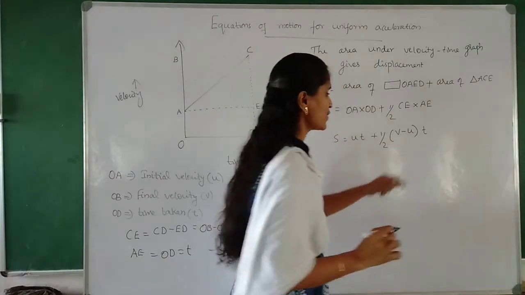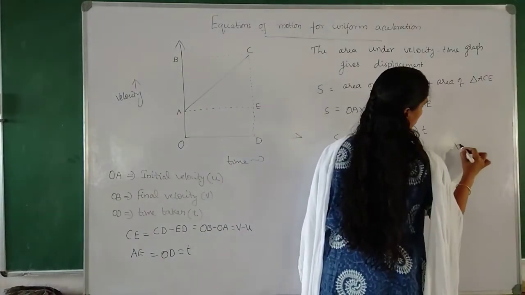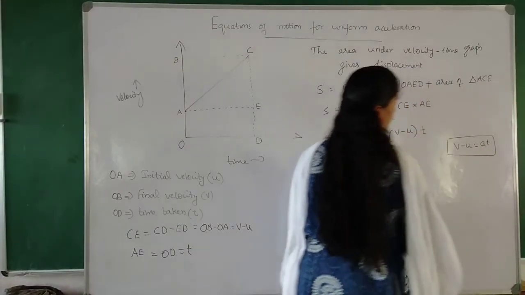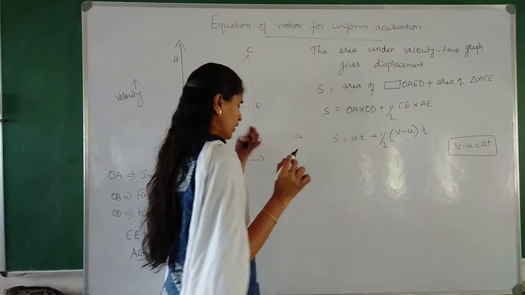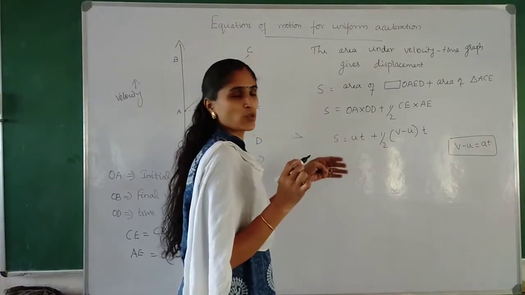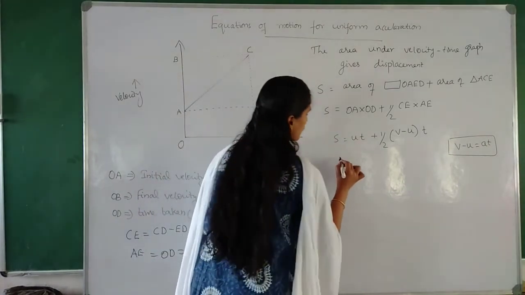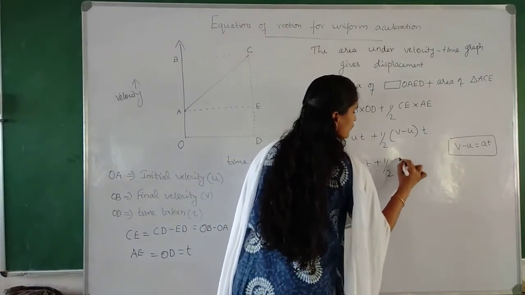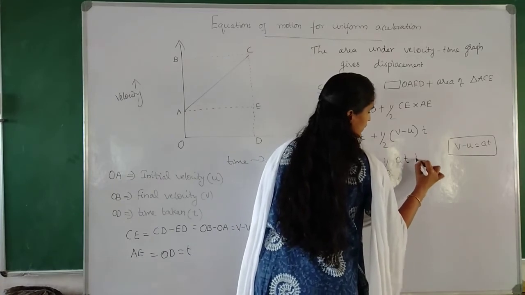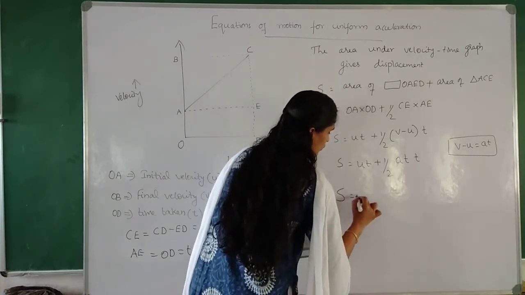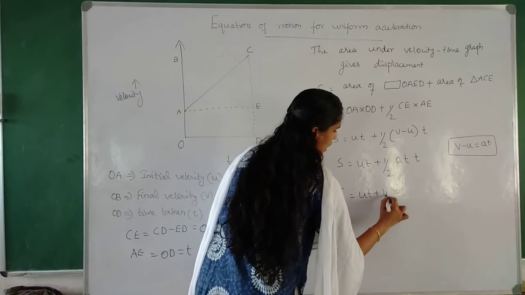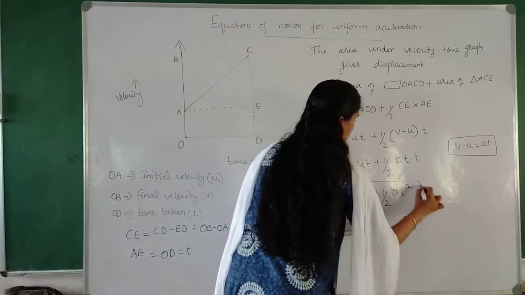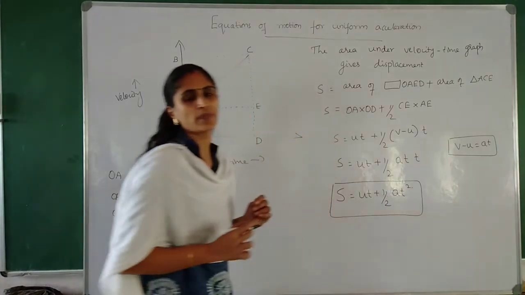And from the first equation we can write V minus U is equal to AT. V is equal to U plus AT, or V minus U is equal to AT, that we can substitute here. So what we will get is S equal to UT plus half AT into T, or we can write S equal to UT plus half AT square. This is our second equation of motion from the graph.